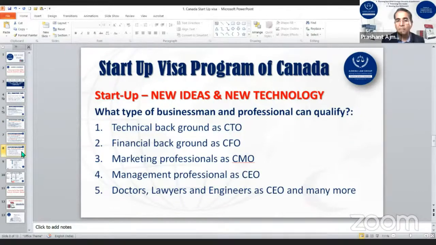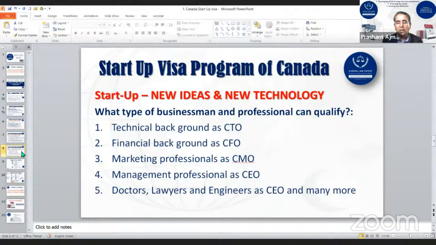So if you have a technical background, you can be a part of the startup visa program as a CTO, or chief technological officer. With a financial background, you can be a CFO. If you're a marketing professional, you can be a chief marketing officer. If you're a management professional, then you can be the CEO of this startup. Or if you are a doctor, lawyer, or engineer, you can be a chief executive officer.